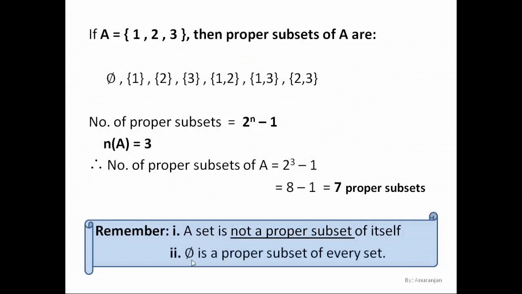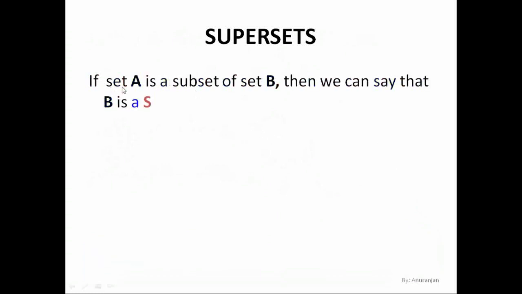And phi is a proper subset of every set. So phi is a subset also, and phi is also a proper subset of every set. Okay, next, supersets. Now what is this superset? Let's see. If set A is a subset of set B, then we can say that B is a superset of set A.